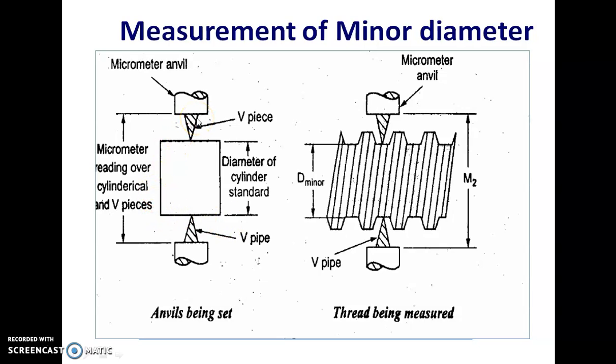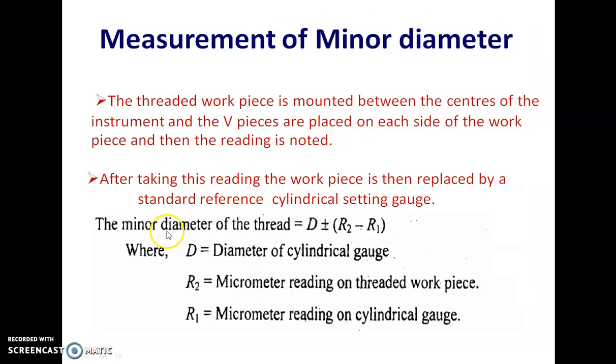Then the first reading is taken at the standard cylinder and this reading is R1, and the second reading is taken as R2, and it measures the diameter at the root. It is not at the crest, it measures the diameter at the root. So it is the minor diameter and this reading is R2. The minor diameter of the thread can be calculated using the formula D plus or minus R2 minus R1, where D is the diameter of the cylindrical gauge, R2 is the micrometer reading on the threaded workpiece, and R1 is the micrometer reading on the cylindrical gauge.